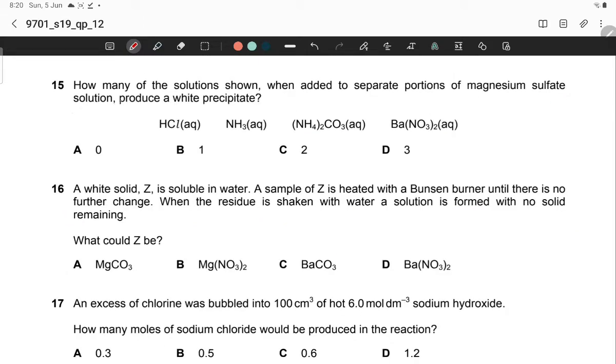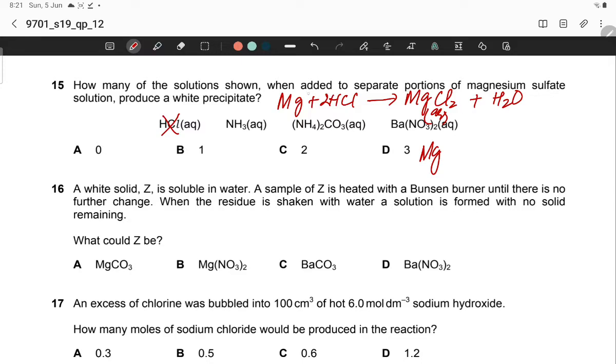Next question is 15. How many of the solutions shown, when added to separate portions of magnesium sulfate solution, produce a white precipitate? Let's check. Magnesium plus HCl forms magnesium chloride, this is aqueous, plus water. So next, HCl does not form precipitates with magnesium.